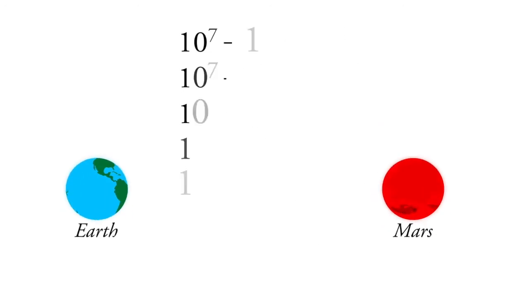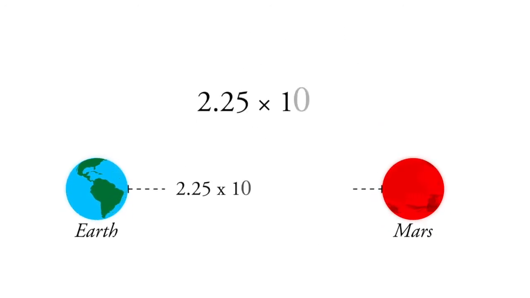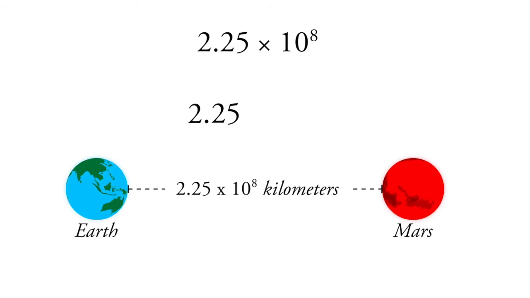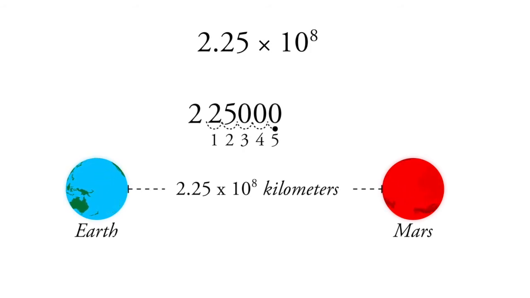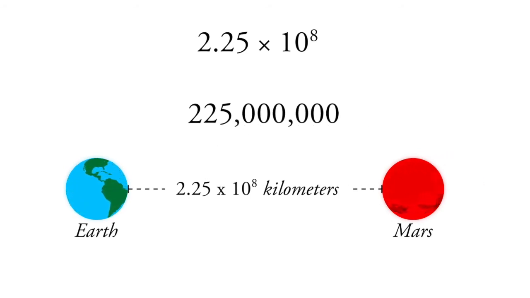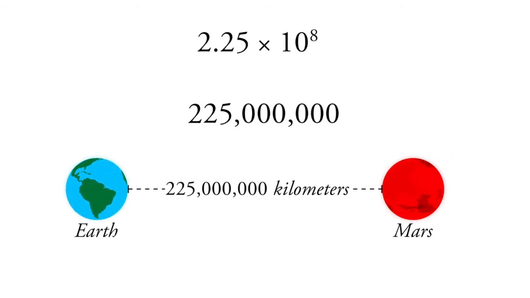So if Mars is 2.25 times 10 to the 8th kilometers per our problem, our item number that we just looked at, then that means we're going to move our decimal point 8 times to the right, and we're going to backfill with zeros. So that 2.25, we'll move that decimal point 1, 2, 3, 4, 5, 6, 7, 8 times. We'll put our commas in so it's clean, and we get 225 million kilometers. Now, to put that in perspective, that's 2 adjacent planets.